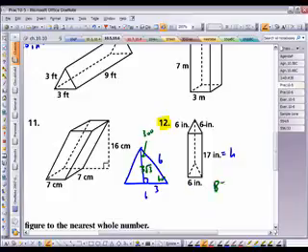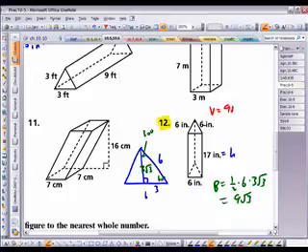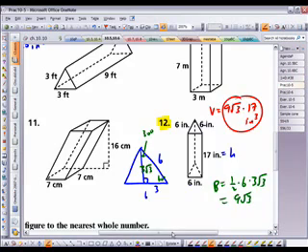So the base area is going to be half times 6, because that's the base of the triangle, times the height, which is 3 radical 3, which is equal to 9 rad 3. So the volume is going to be the base area, 9 rad 3, times the height, which is 17, and that'll be in inches cubed, so you need a calculator for that.